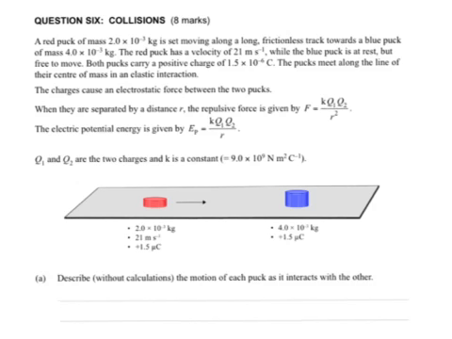The pucks meet along the line of their centre of mass in an elastic collision or interaction. The charges cause an electrostatic force between the two pucks. Okay, that's a given since they're both positively charged. When they're separated by distance r, the repulsive force is given by here, and this is the same as the gravitation formula, except in this case we've got charges instead of the masses, and we've got k as the constant instead of the universal gravitation constant.